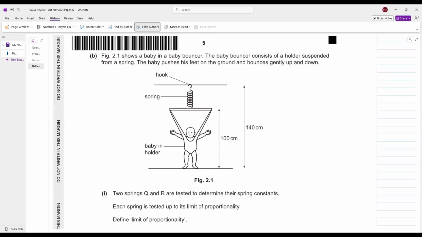Figure 2.1 shows a baby in a baby bouncer. Perfect. The baby bouncer consists of a holder suspended from a spring. Perfect. The baby pushes his feet on the ground and bounces gently up and down.